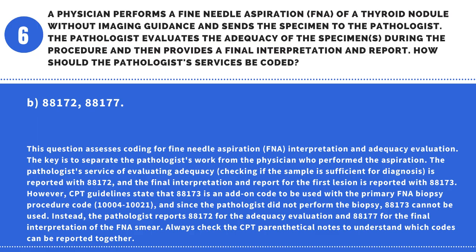However, CPT guidelines state that 88173 is an add-on code to be used with the primary FNA biopsy procedure code, 10004 to 10021, and since the pathologist did not perform the biopsy, 88173 cannot be used. Instead, the pathologist reports 88172 for the adequacy evaluation and 88177 for the final interpretation of the FNA smear. Always check the CPT parenthetical notes to understand which codes can be reported together.